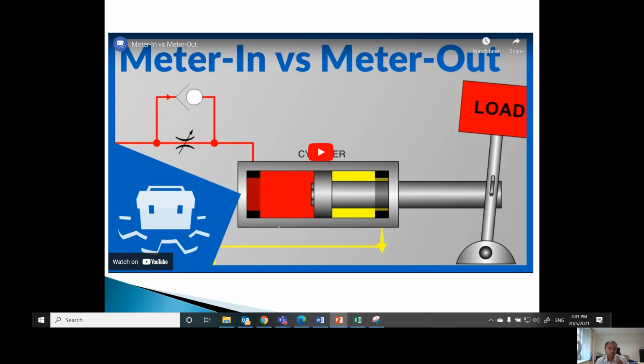So this is the video of the concept of meter in and meter out. I hope it's clearer after you watch this.